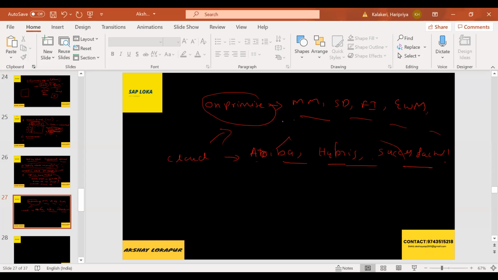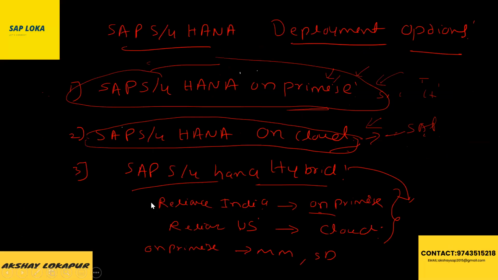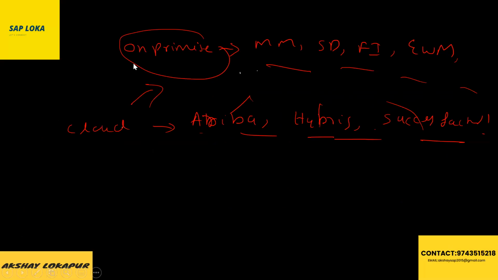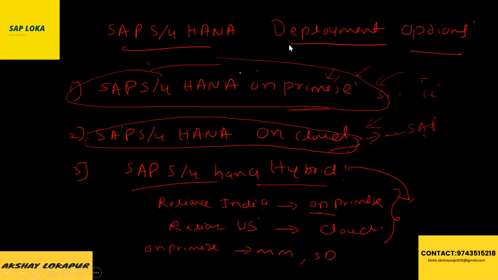In this case, they will go for hybrid, S4 HANA hybrid, because they have implemented all these things on-premise, and then for these cloud-based systems, because these are available only in cloud, SAP cloud, right? So this one, S4 HANA on cloud, only these are available. So then they will do Ariba, they will implement hybrid, whatever they want, they can buy. So these two combinations, this is called your S4 HANA hybrid. This is how we will deploy.